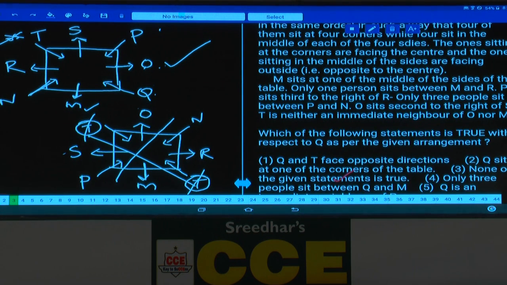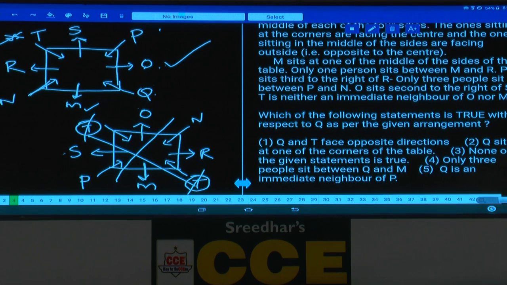Then question number three. Which of the following statements is true with respect to Q as per the given arrangement? Now, where is Q? Q is here. And which among the following is definitely true? Q and T face opposite directions, true or false? False, because both these two persons are facing towards the same direction. And next one, Q sits at one of the corners of the table. Yes, that is definitely true. Choice two.